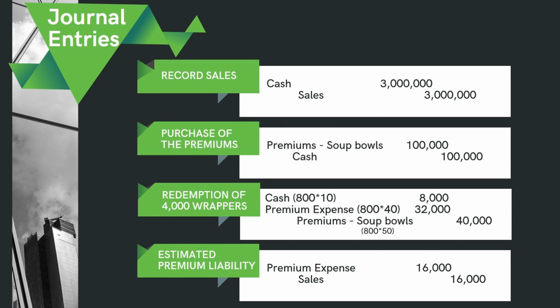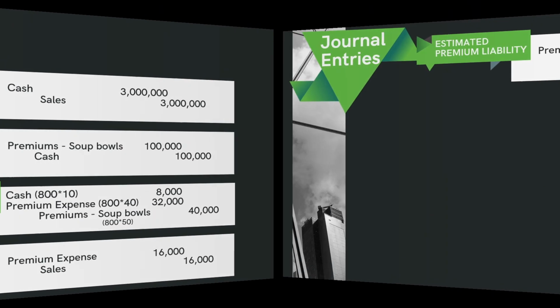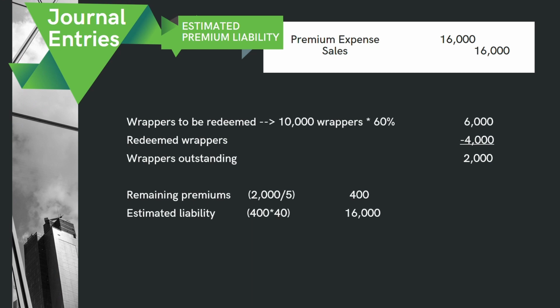So premium expense for 16,000 debit and then credit to sales for the same amount. So, how do we compute this? We will discuss it on the next slide. So, the wrappers to be redeemed, as was said earlier, 10,000 is what was sold. So, there are 10,000 wrappers in total. But only 60% are estimated to be redeemed. That is why here, we have 10,000 times 60%. So, 6,000 is what we estimate will be redeemed for soup bowls.